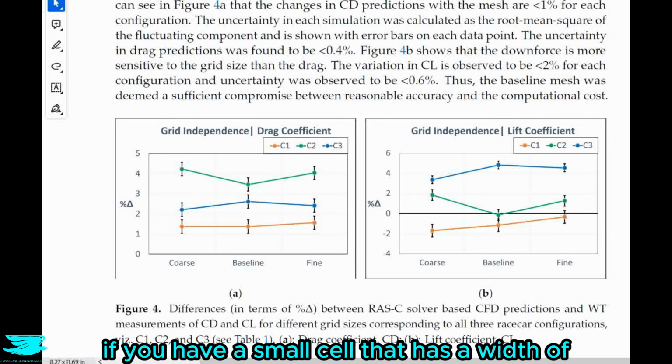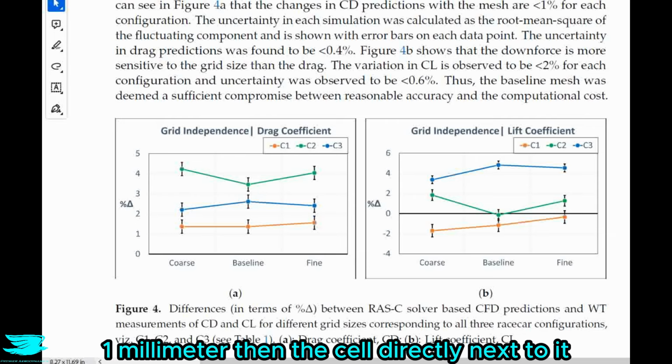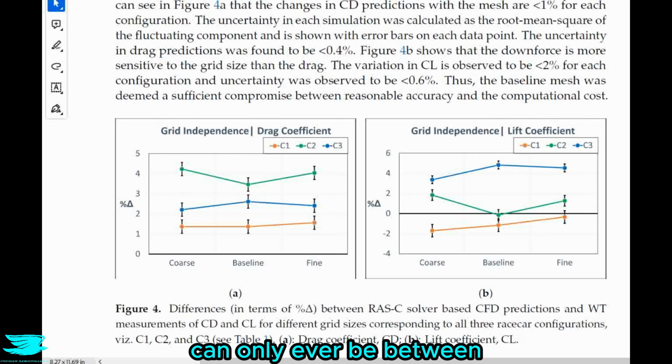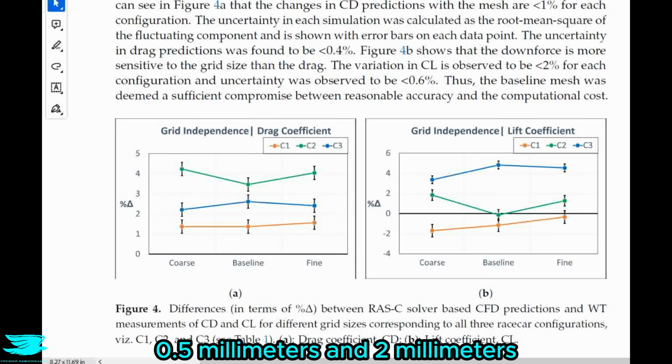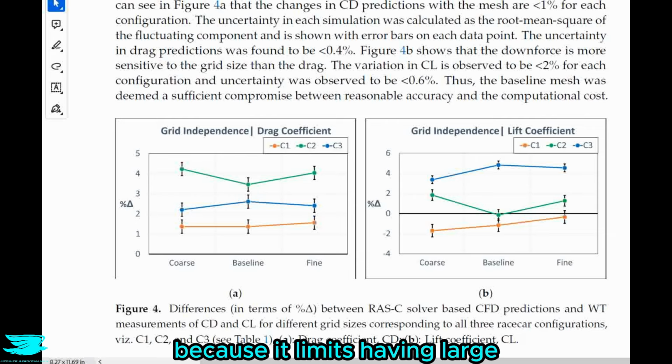So for example, if you have one cell that has a width of 1 millimeter, then the cell directly next to it can only ever be between 0.5 millimeters and 2 millimeters. This is a really good approach because it limits having large discrepancies between cells.